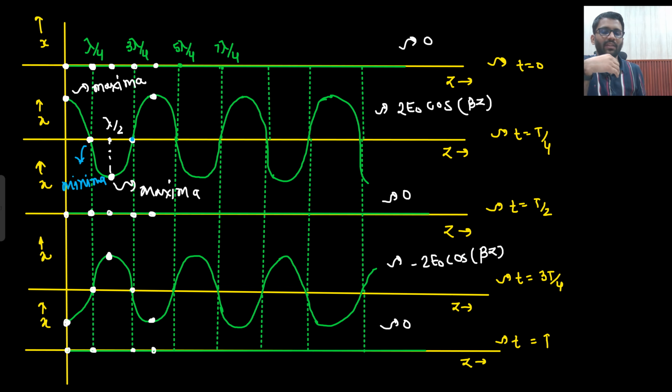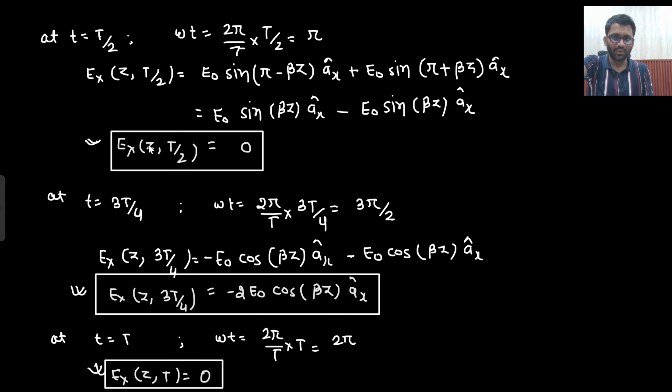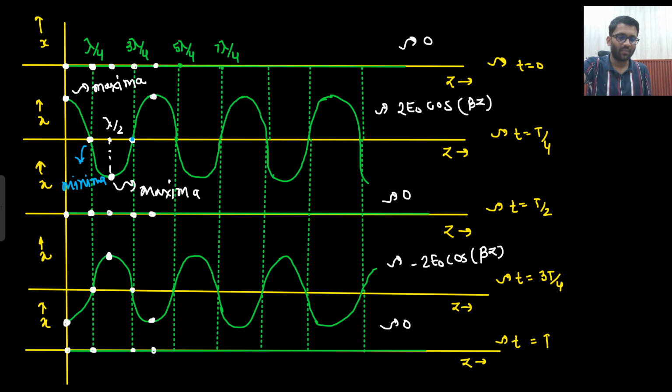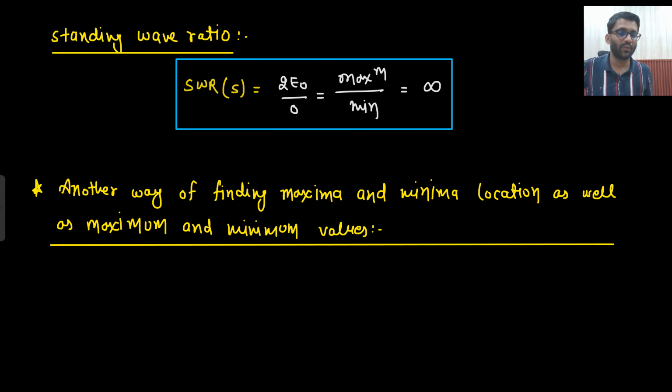Now in the examination you cannot do all these analyses, right? So how would you solve the problem in the examination? If this expression is given and they ask you what is the location of maxima, what is the location of minima, what is the standing wave ratio, and draw its pattern, then how would you solve? Will you make it at t equals to 0, at t equals to T by 2, then take the mode? Will you do all these things? Then you understand it is a standing wave? No. So how will you solve in the examination? What is the expression of electric field given?